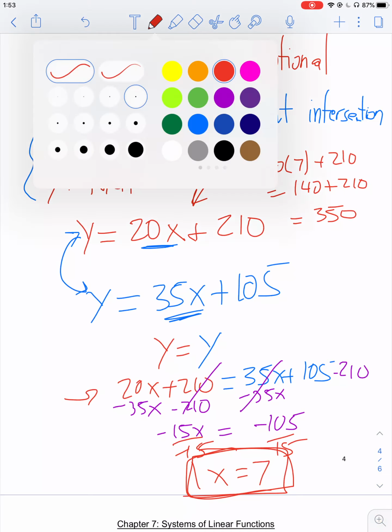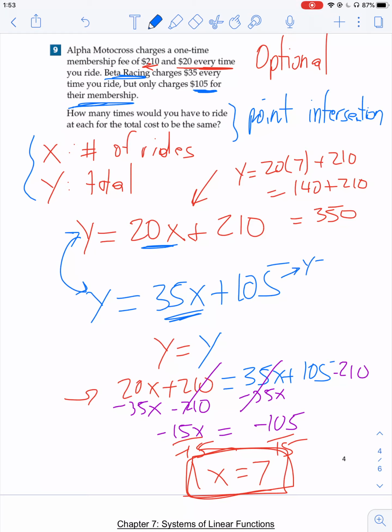Okay, and I'm assuming it's going to be the same thing in blue. So y is equal to 35 times 7 plus 105. 35 times 7 is 245, and 245 plus 105 is 350 as well. So in other words, if you ride with Beta Racing or Alpha Motocross 7 times, then in both cases you'll end up paying $350. So that's the point of intersection.